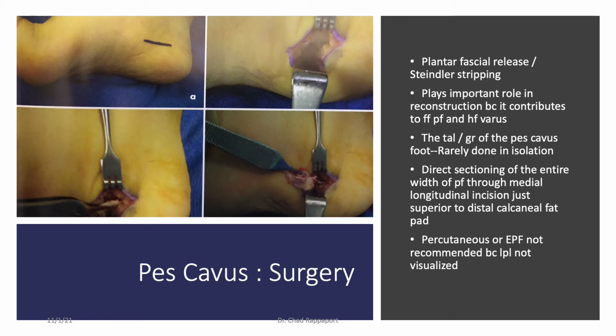Let's talk briefly about the individual procedures that are most commonly done in conjunction with other procedures to reduce or eliminate the deformity consistent with Pes Cavus. The first one is a plantar fascial release or a Steindler stripping. This can play an extremely important role in reconstruction because contracture of the plantar fascial ligament contributes to forefoot plantar flexion and hindfoot varus.